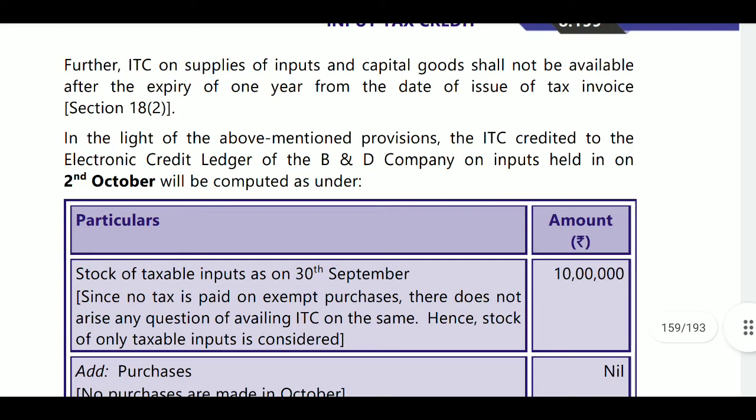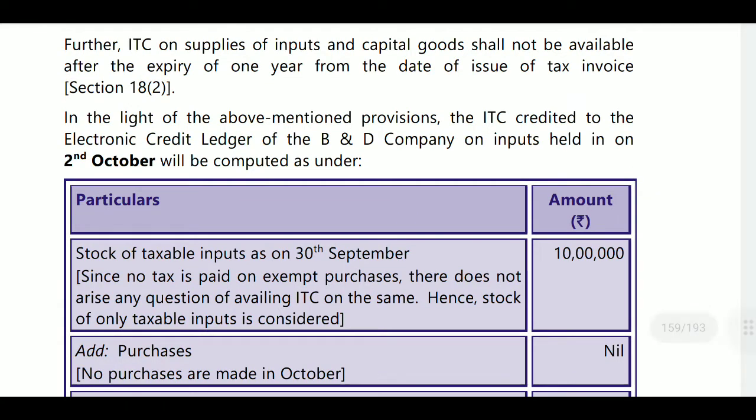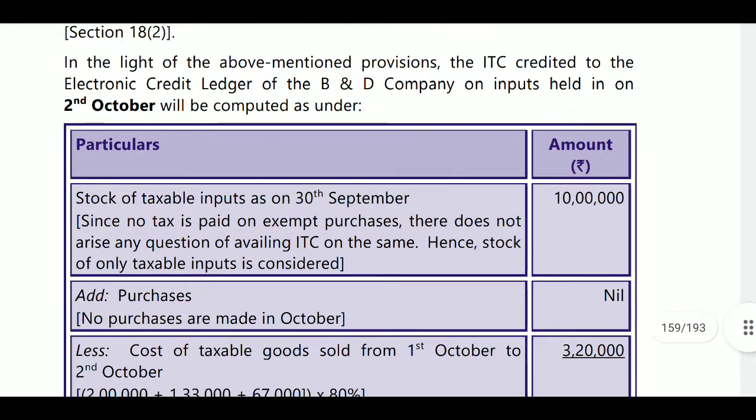In the light of the above mentioned provisions, the ITC credited to the electronic credit ledger of B and D company on inputs held on 2nd October will be computed as under. It became a normal person on 3rd October, so the preceding day will be 2nd October. Up to 2nd October, what are the transactions? That is stock of taxable inputs as on 30 September. It will be taken from the previous quarter.